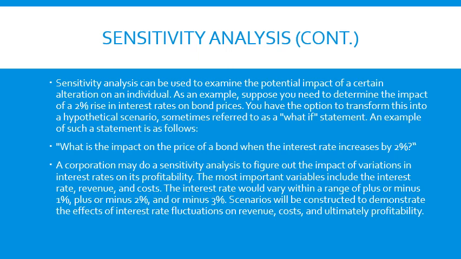A corporation may do a sensitivity analysis to figure out the impact of variations in interest rates on its profitability. The most variable factors include the interest rate, revenue, and cost. The interest rate would vary within a range of plus or minus 1%, plus or minus 2%, and or plus or minus 3%. Scenarios will be constructed to demonstrate the effects of interest rate fluctuations on revenue, cost, and ultimately profitability.